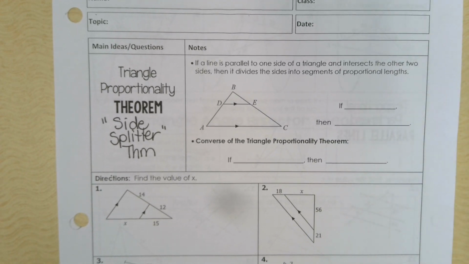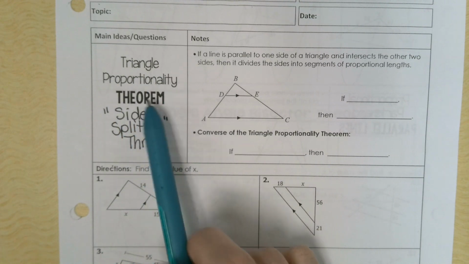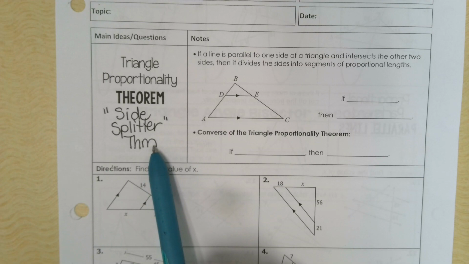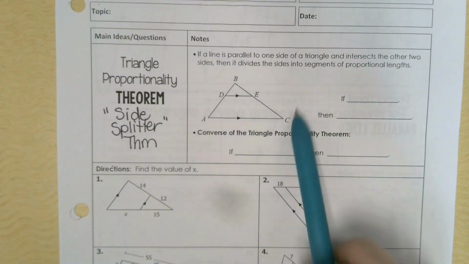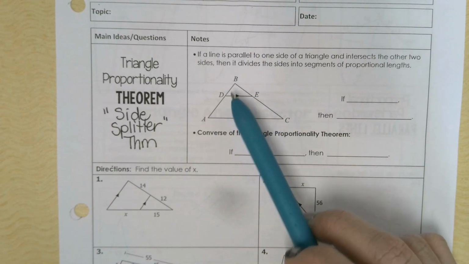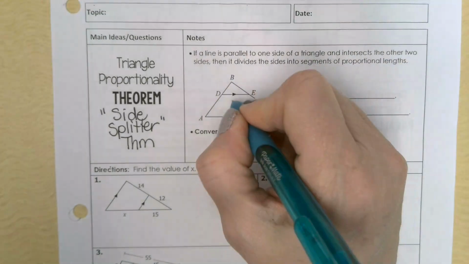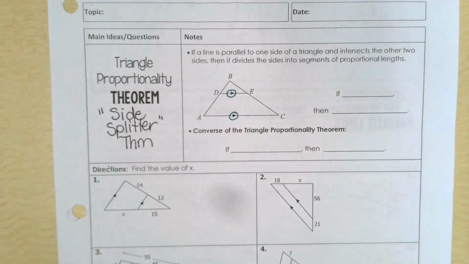All right, so the first theorem that we're looking at is called the triangle proportionality theorem. We often call this the side splitter theorem. So we've got this picture here. It kind of looks like some of the pictures that we had yesterday where we have the overlapping triangles. But the thing that is new is that we have these parallel lines.